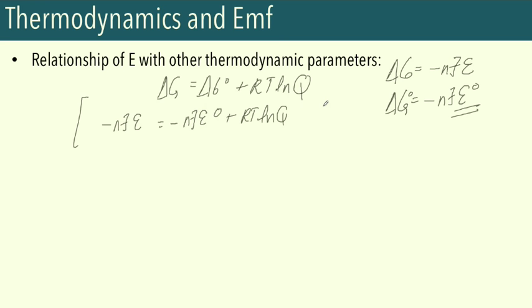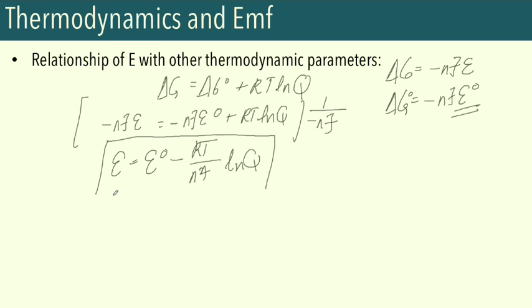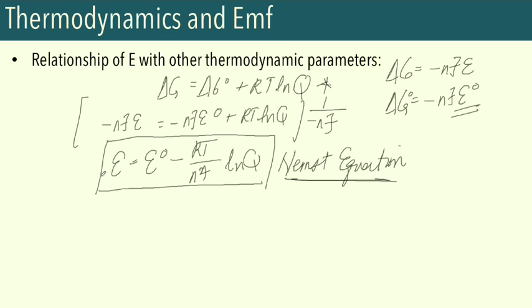If we divide the whole equation by negative nF, this will give us E, the cell potential, is equal to the standard cell potential minus RT over nF ln Q. This equation is known as your Nernst equation. Like our initial equation, this just relates our cell potential with Q. Q corresponds to the actual activities or concentrations of our species in a given system.